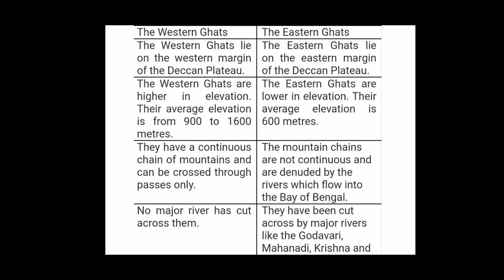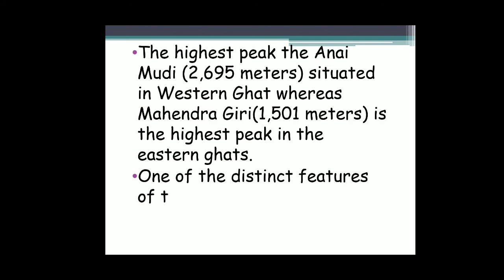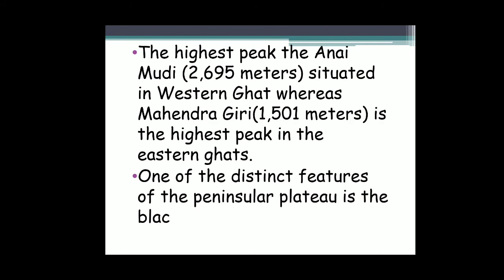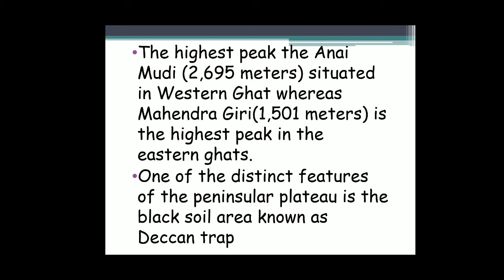Fourth point: the Western Ghats have a continuous chain of mountains and can be crossed through passes only, whereas the Eastern Ghats mountain chains are not continuous and are dissected by the rivers which flow into the Bay of Bengal. Fifth point: no major river has cut across the Western Ghats, whereas the Eastern Ghats have been cut across by major rivers like Godavari, Mahanadi, Krishna, and Kaveri. One more feature: the highest peak, Anaimudi, 2695 meters, is situated in the Western Ghats, whereas Mahendragiri, 1501 meters, is the highest peak in the Eastern Ghats.